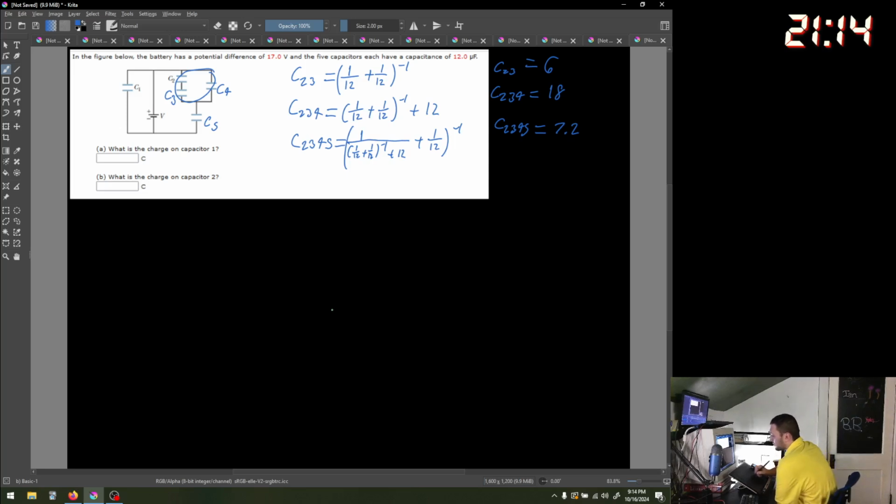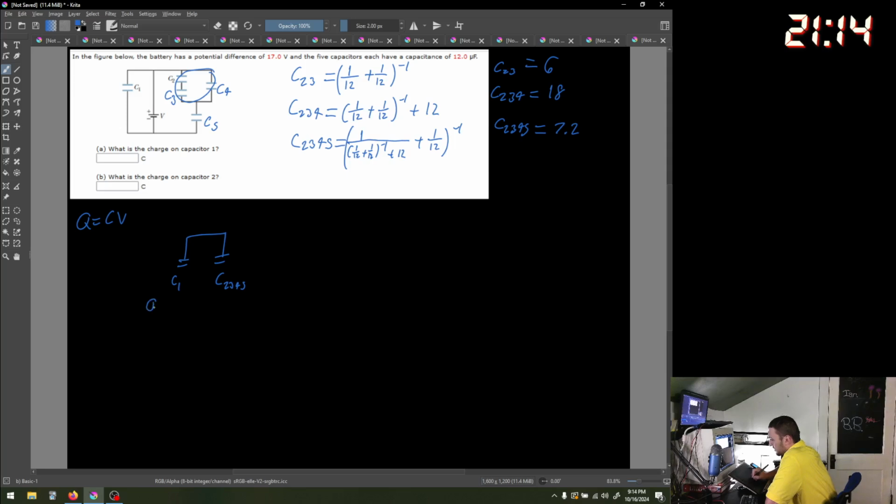So now what we say is we're going to start out here. This is going to be C1. This is going to be C2, 3, 4, 5. And there's going to be a charge from V, which you might conceptually be able to tell is here, plus minus, but I don't think that's good. So we know that charge equals CV. And the voltage coming from here is 17.